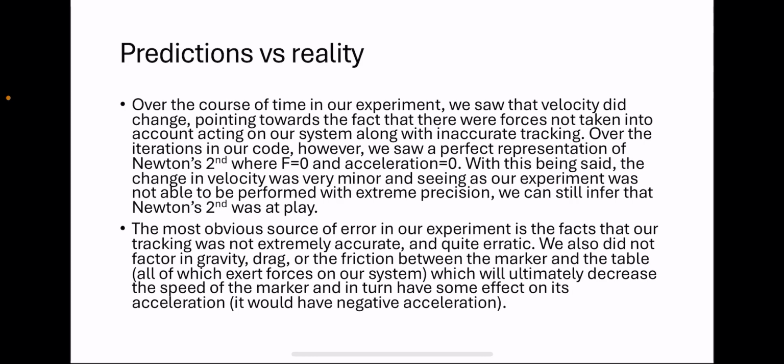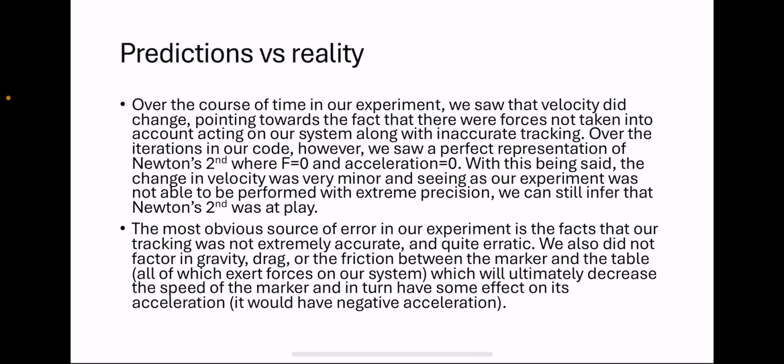Over the course of time in our experiment, we saw the velocity did change, pointing towards the fact that there were forces not taken into account acting on our system, along with inaccurate tracking. Over the iterations in our code, however, we saw a perfect representation of Newton's second law, where net force equaled zero and acceleration equals zero. With this being said, the change in velocity was very minor, and seeing as our experiment was not able to be performed with extreme precision, we can still infer that Newton's second law was at play.